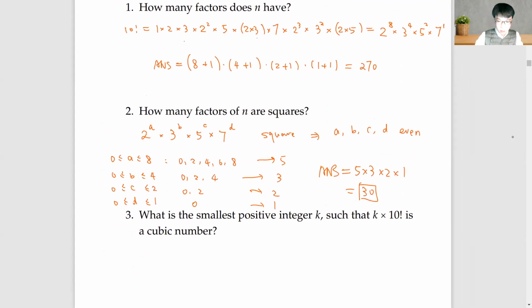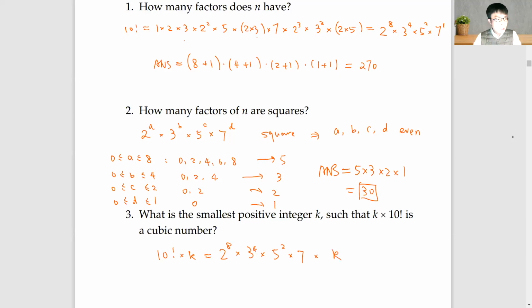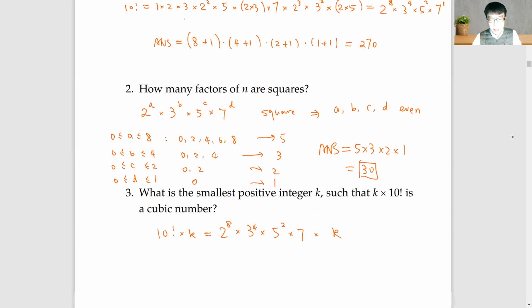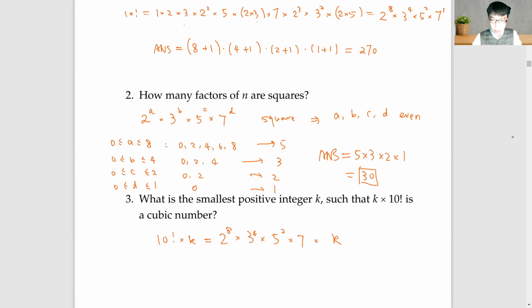Okay, let me put it here. 10 factorial times k, 2 to the 8 times 3 to the 4th times 5 squared times 7. This is 10 factorial. Now I'm going to add some k to be a cubic number. So we need to match certain 2, 3, 5, and 7 to make every exponent divisible by 3. So we should have a 2 to certain power, let me call it x, and 3 to certain power y, and 5 to certain power z, and 7 to certain power maybe w.